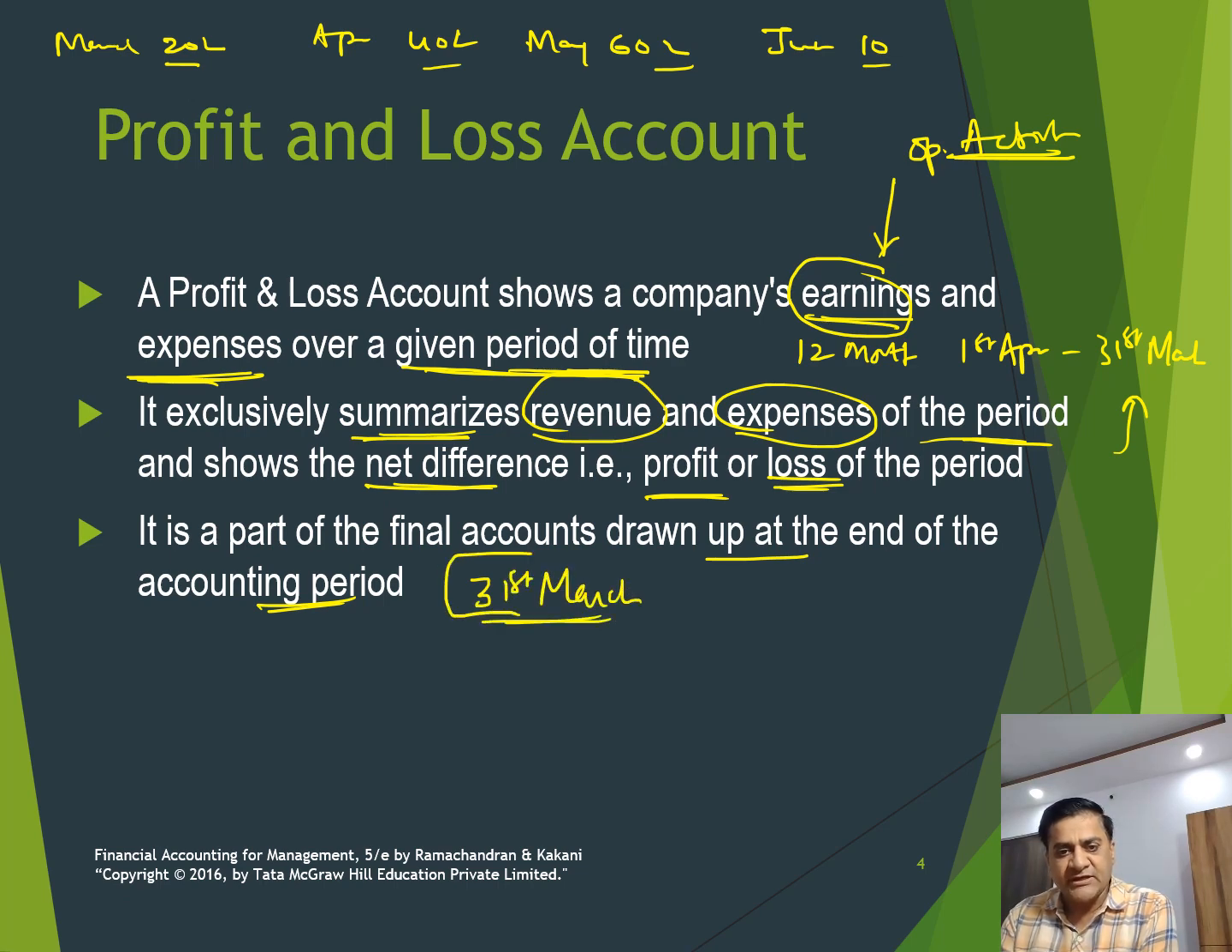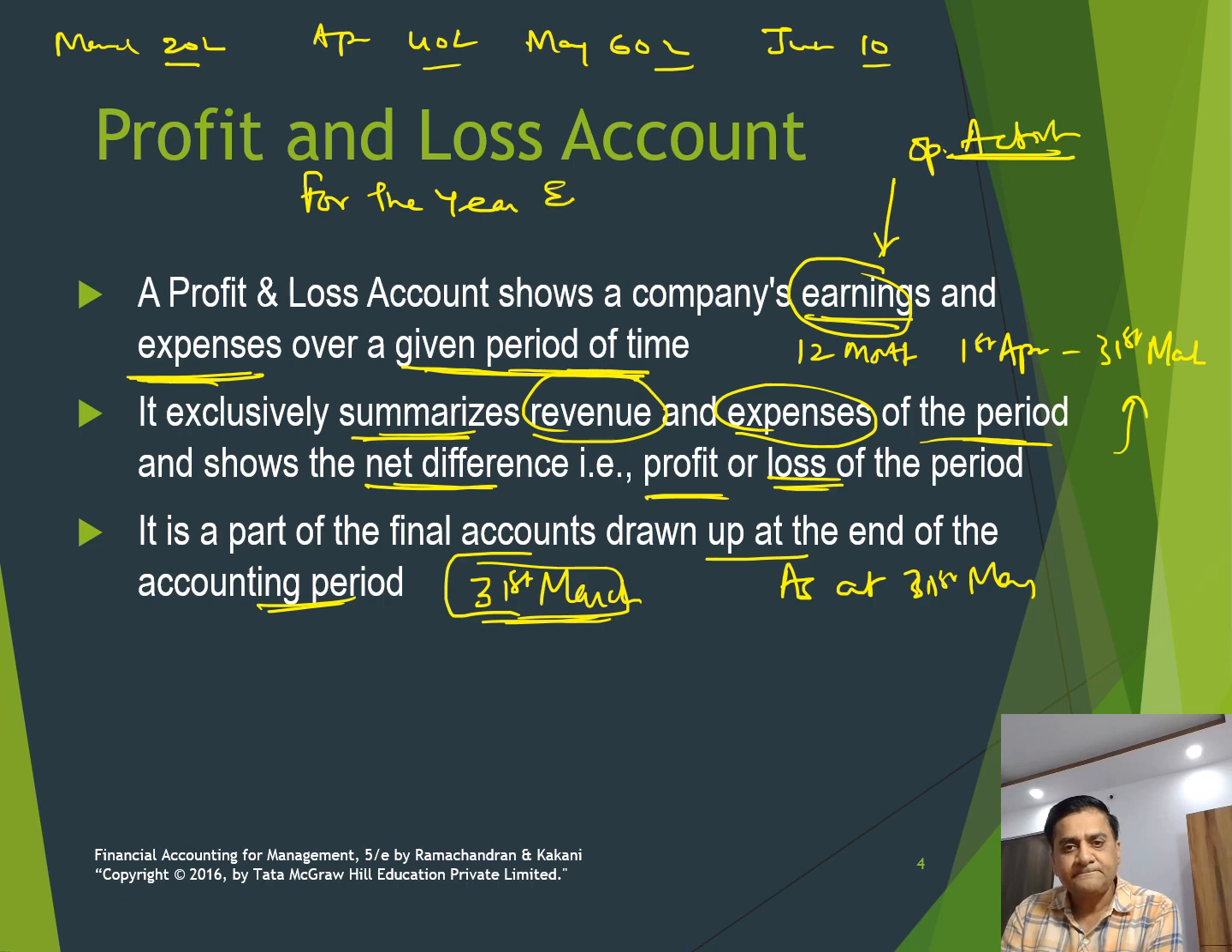This is for the year. If you remember, in the balance sheet, we have mentioned the terms as at 31st of March. In this, we say profit and loss account for the year ending 31st of March, say 2023 in our case, 2023.